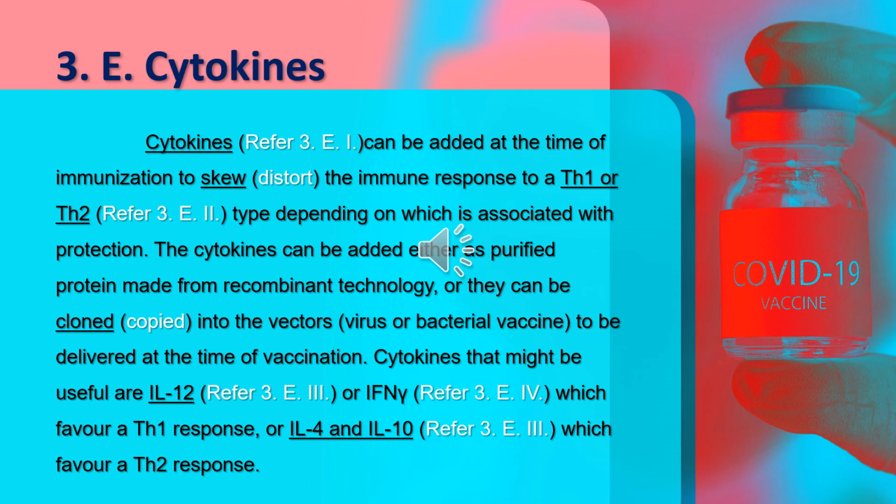The fifth one worth mentioning among antigens is cytokines. Cytokines can be added at the time of immunization to skew the immune response to a Th1 or Th2 type, depending on which is associated with protection. The cytokines can be added either as purified protein made from recombinant technology, or they can be cloned into the vectors to be delivered at the time of vaccination. Cytokines that might be useful are interleukin 12 or interferon gamma, which favor a Th1 response, or interleukin 4 and interleukin 10, which favor a Th2 response.